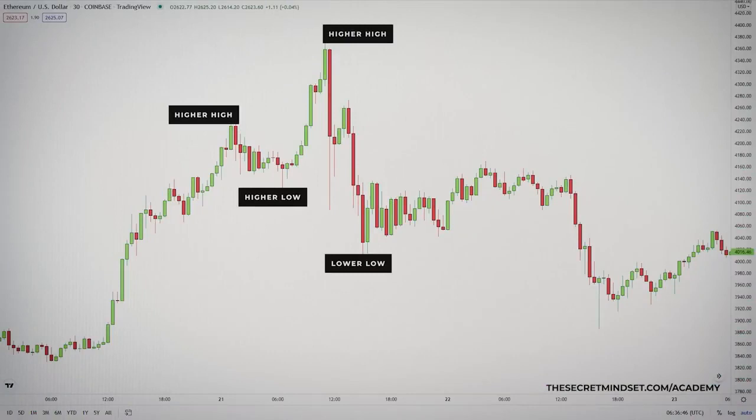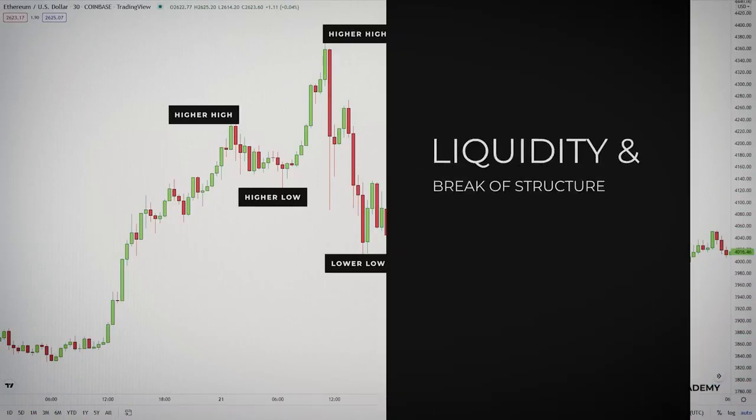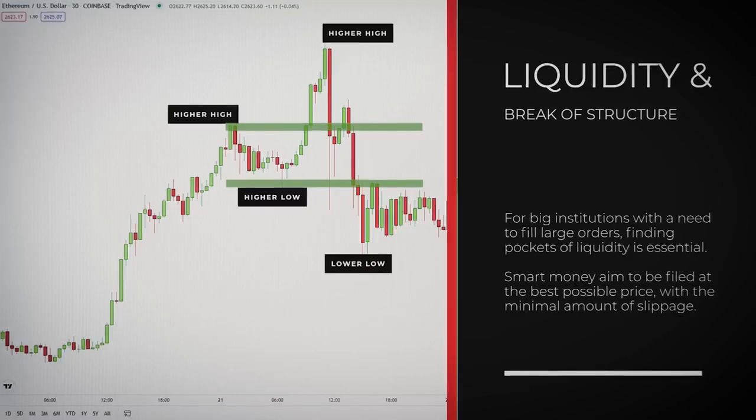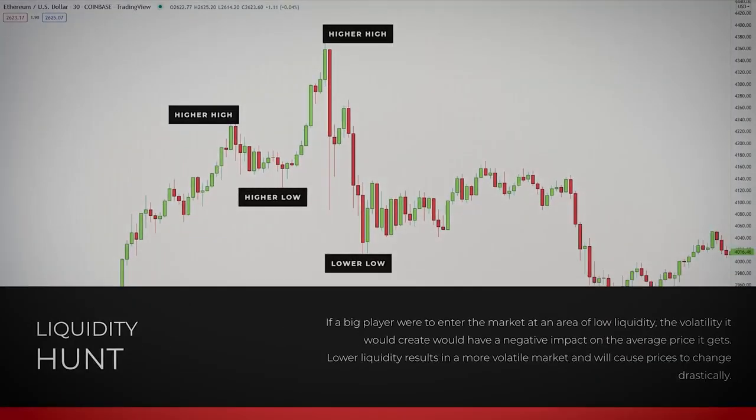So, why is this break of structure pattern important? For big institutions with a need to fill large orders, finding pockets of liquidity is absolutely essential. When these big players take positions in the market, they obviously aim to be filled at the best possible prices. However, given the size of their positions, they need to find enough counter forces to fill their orders with a minimal amount of slippage. If a big player were to enter the market at an area of low liquidity, the volatility it would create would have a negative impact on the average price it gets.